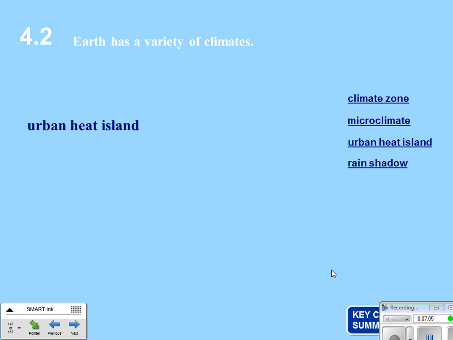An urban heat island. Let's think about that for a second. Urban means city, heat, and then we know island. So essentially, this is a warmer body of air over a city. If you think about all the pollution that a city has, that's going to create the greenhouse gases that we've talked about before, and then essentially insulates a city more than a country area.